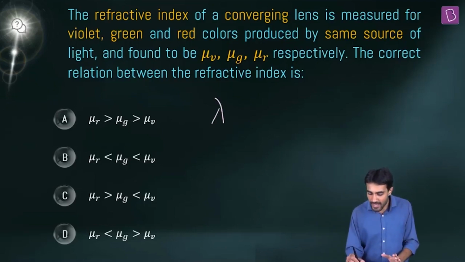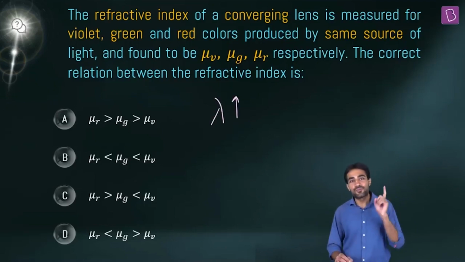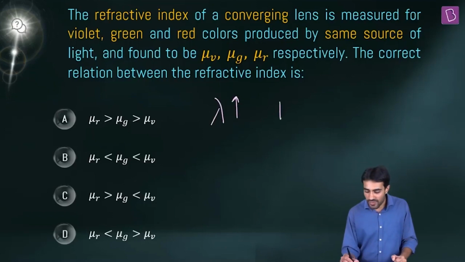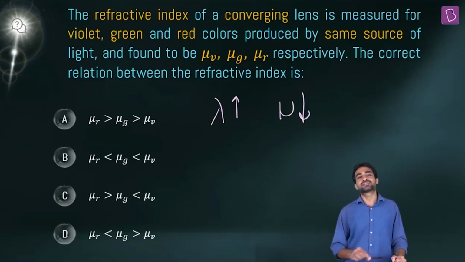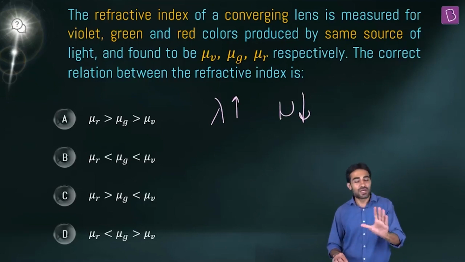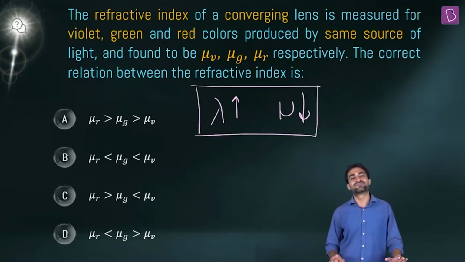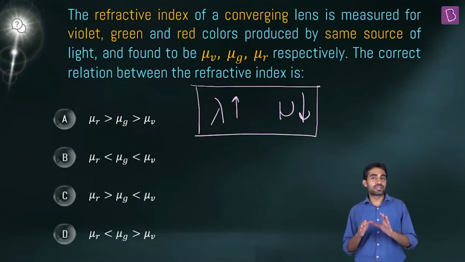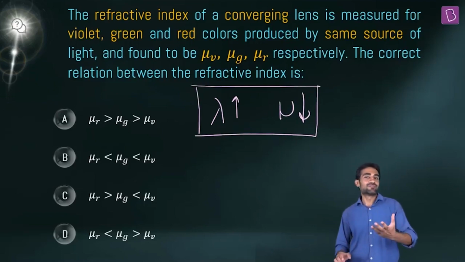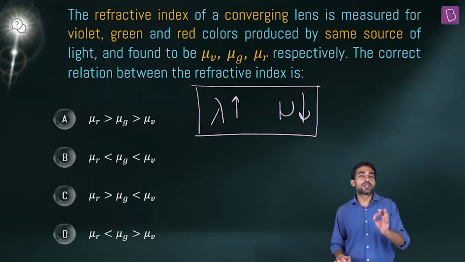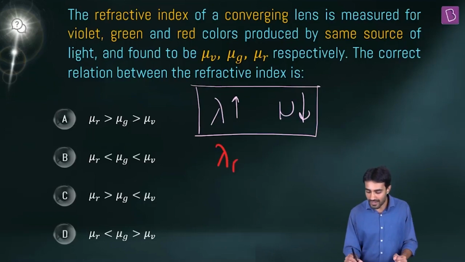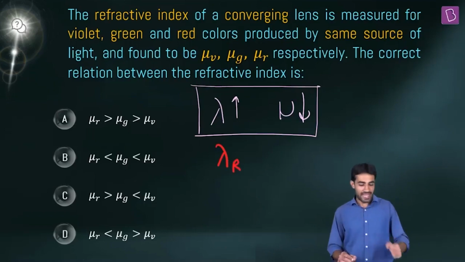If lambda increases, if wavelength increases, then refractive index decreases. Just this much is sufficient to approach this question. If you remember this, you can just get the answer quickly. Now tell me the order of wavelength. Which wavelength is the highest one? You will say the wavelength of red color is the highest one. Which wavelength is the lowest one?